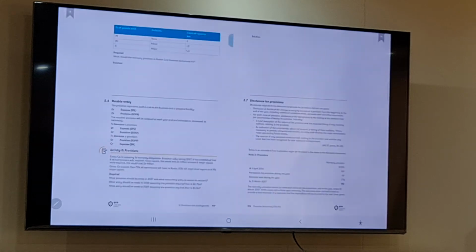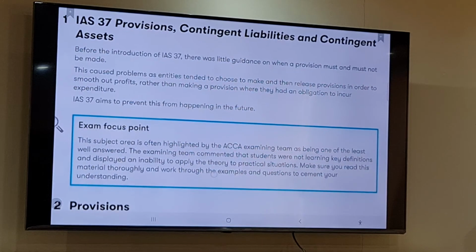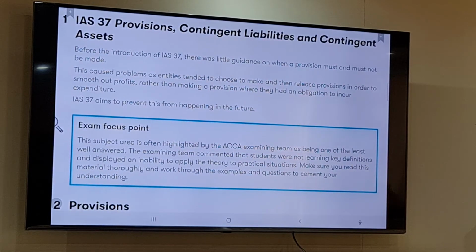Okay, now let's talk about this subject area, which is often highlighted by the ACCA examining team as being one of the least well answered. What do you understand by this? It's a bit complicated, that's what the ACCA exam says. But to be honest, it is one of the easiest topics. If you understand the concept clearly, the rest is easy.